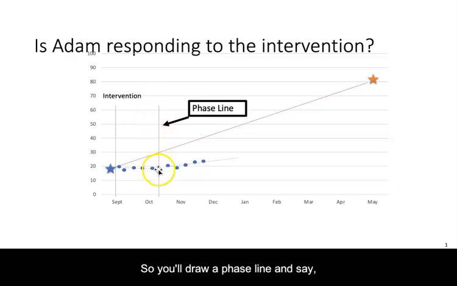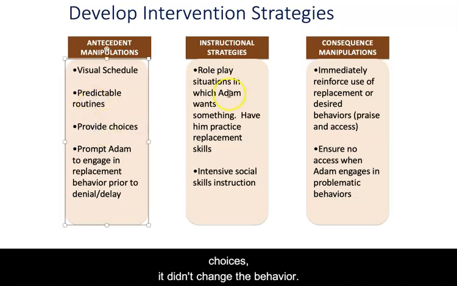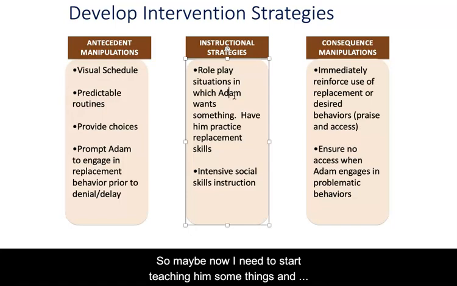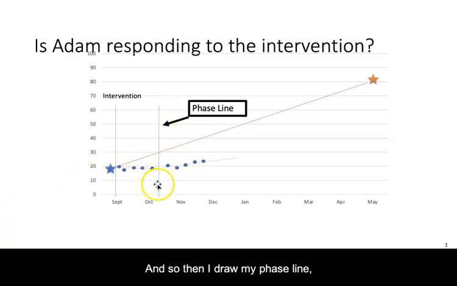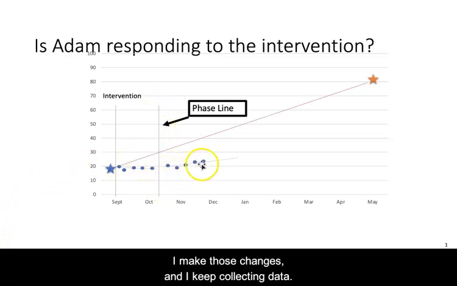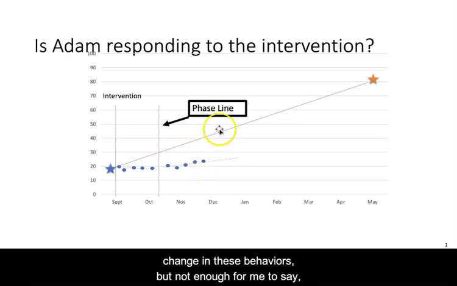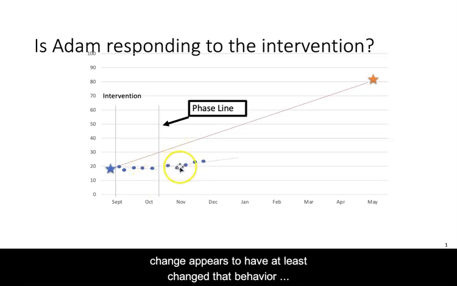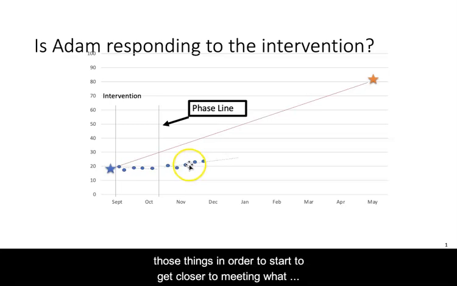So you'll draw a phase line and say, well, maybe I'll go back to, for example, thinking, when I made a change and had predictable routines and I gave him choices, it didn't change the behavior. So maybe now I need to start teaching him some things and also having some consequence manipulation. And so then I draw my phase line, I make those changes, and I keep collecting data. In this case, let's just say I see a slight change in these behaviors, but not enough for me to say he's going to meet his goal. So then I might still say something that I did in this change appears to have at least changed that behavior for the better. But now I have to decide, does he need more of one of those things in order to start to get closer to meeting what his annual goal is?